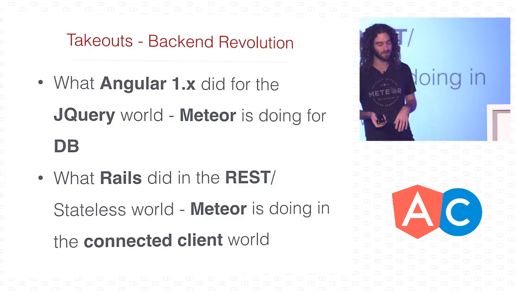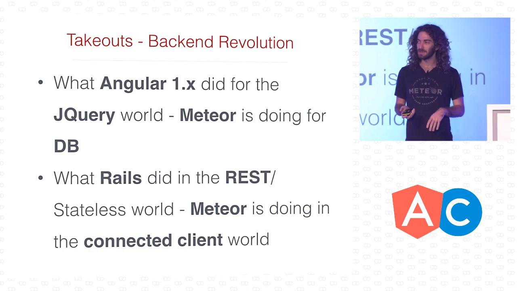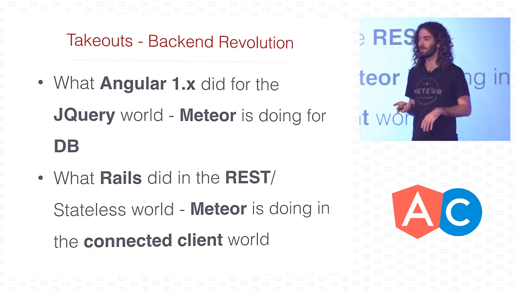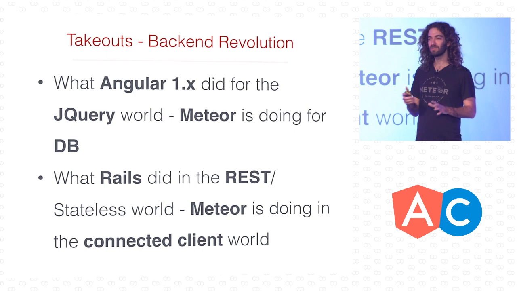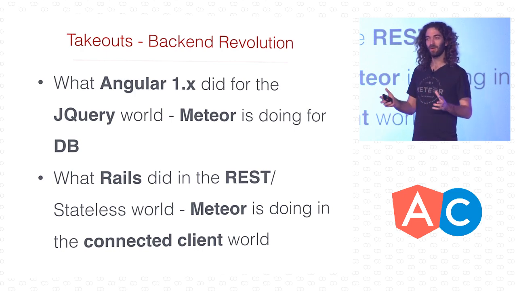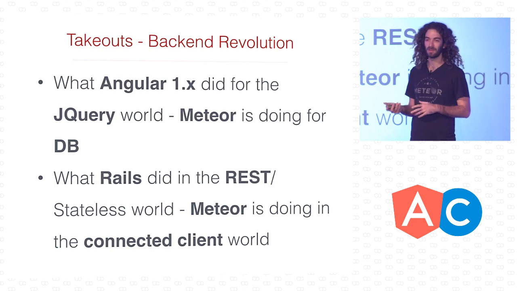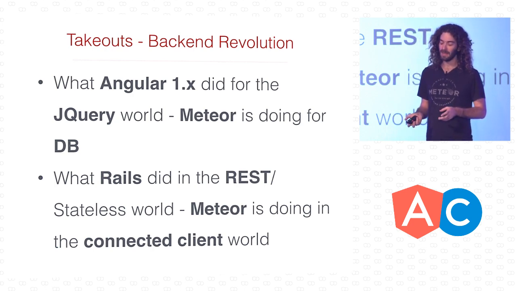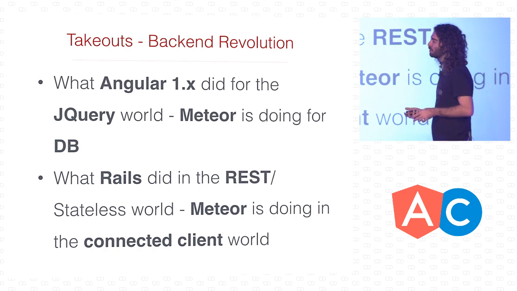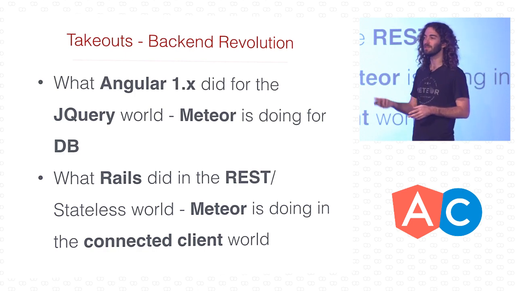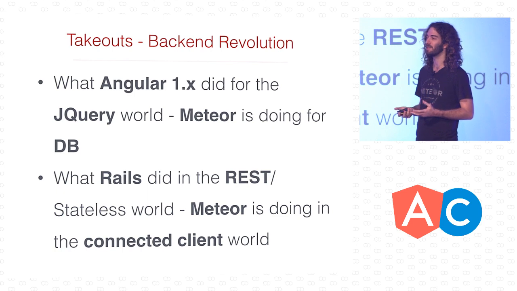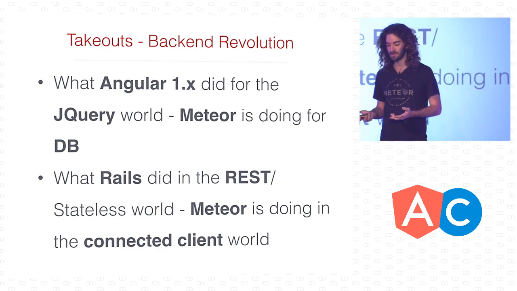So what are the takeaways from this talk? First, there's a backend revolution happening. Angular did a huge revolution in the jQuery world, and it was an era of change. If you look at what Meteor is doing on the backend, it's the same thing. It's like what Angular did to the jQuery world, Meteor is doing to the DB and to the server code. And it's the same thing that Rails did for REST applications. It used to be very hard to write REST applications, but then it became a standard. Meteor is doing that for connected client applications. And it just passed Rails.